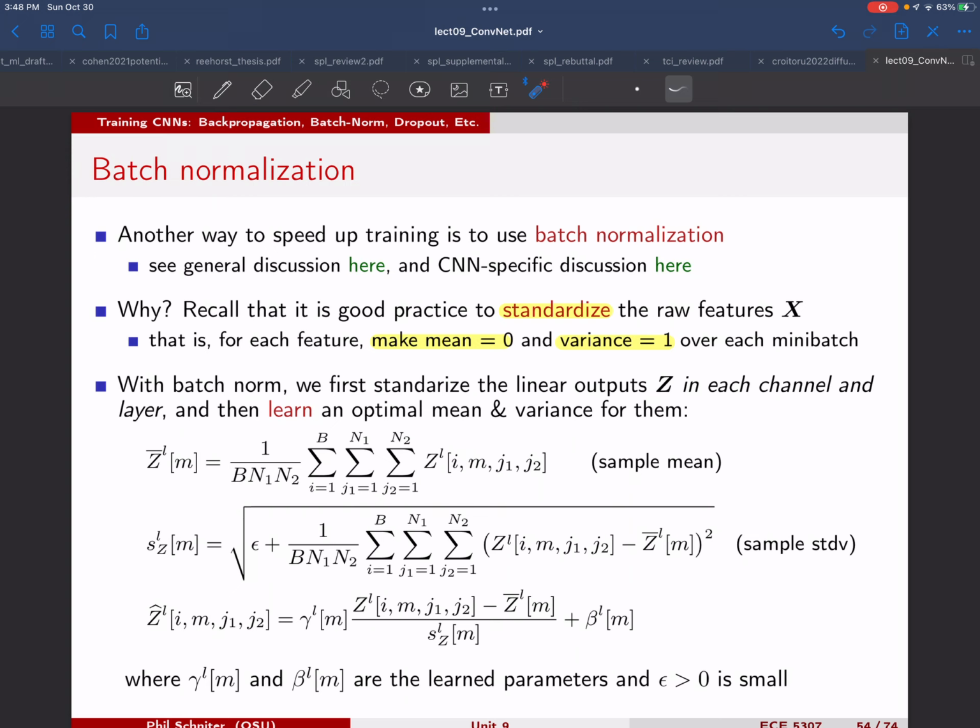The idea behind batch norm is actually to redo this process in each channel and in each layer. When you do that in each channel and each layer, then the weights, the W's and the B's, are well calibrated to the size of the inputs. So this is how we do it. That's the first part of it.